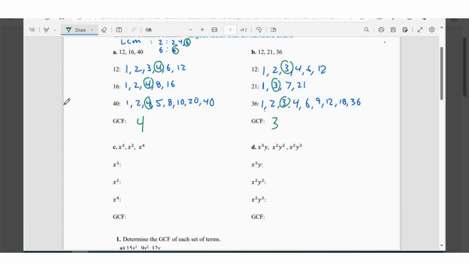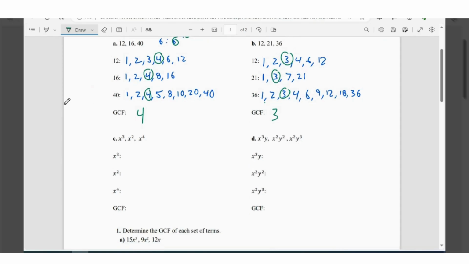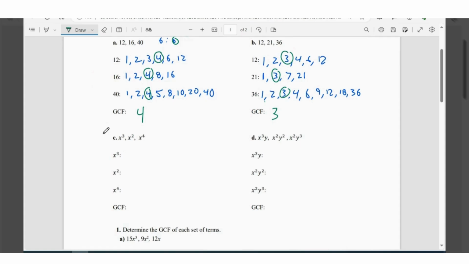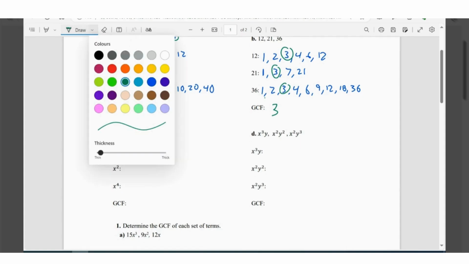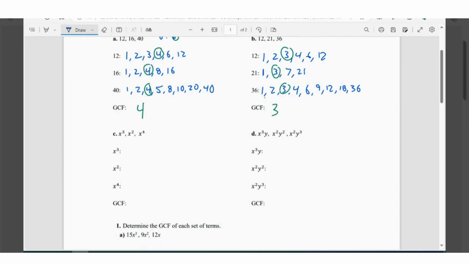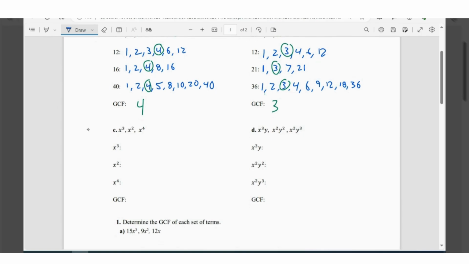Now let's look at some variables. So what are the factors of x cubed, x squared, and x to the 4? So what are the things that divide evenly into these monomials? And you'll see, it's less complicated than you think. So x divides evenly into there. x squared can go evenly into there. And x cubed can go evenly into there.